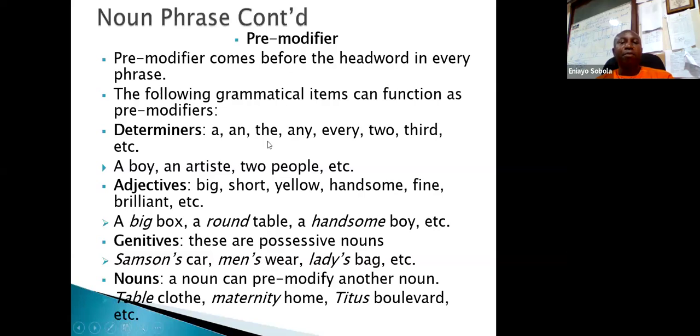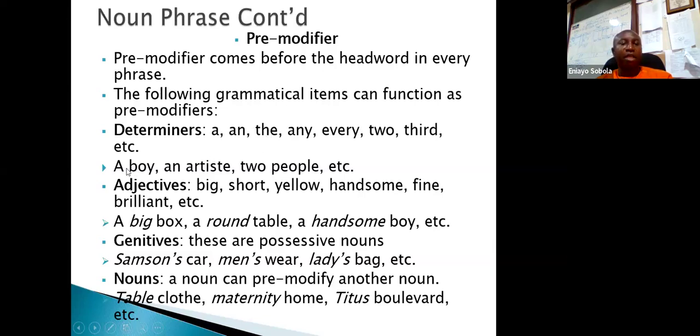So, like we said, pre-modifier comes before the head word in every phrase. And the following grammatical elements can function as a pre-modifier. If you are looking for pre-modifier in a noun phrase, these elements can perform the function of a pre-modifier. We have determiners such as a, an, the, any, every, two, third, and several of them. All the determiners can function as pre-modifier.